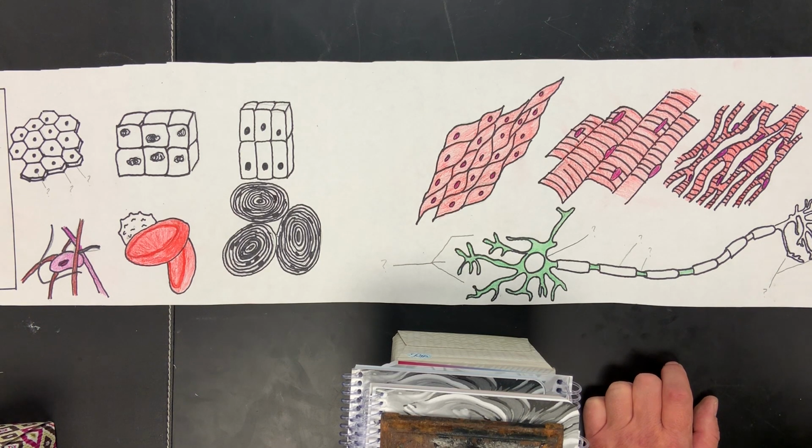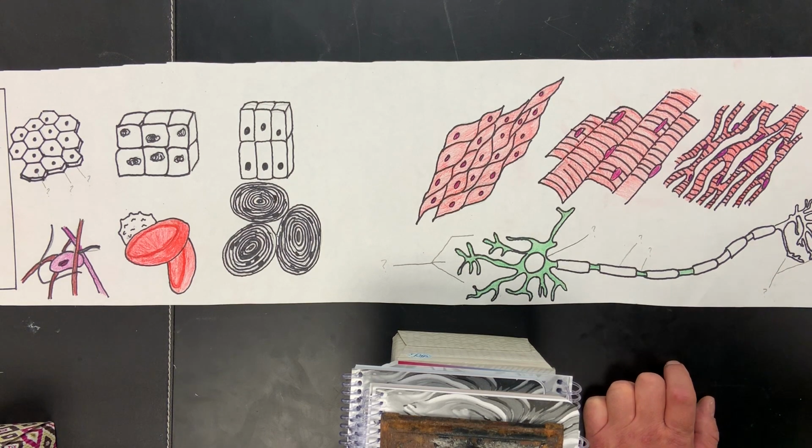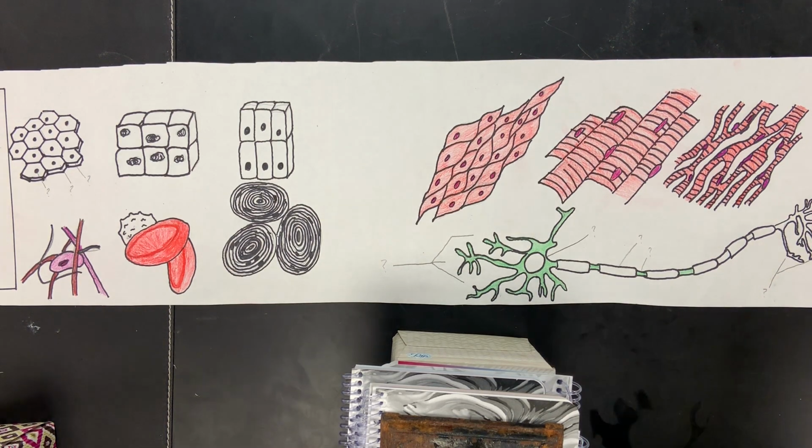A pathology is a disease, and all that is a disruption of homeostasis. So whether it's infectious or non-infectious, it's something that's causing the body's homeostasis to alter or to not be effective. And then we call that a disease.